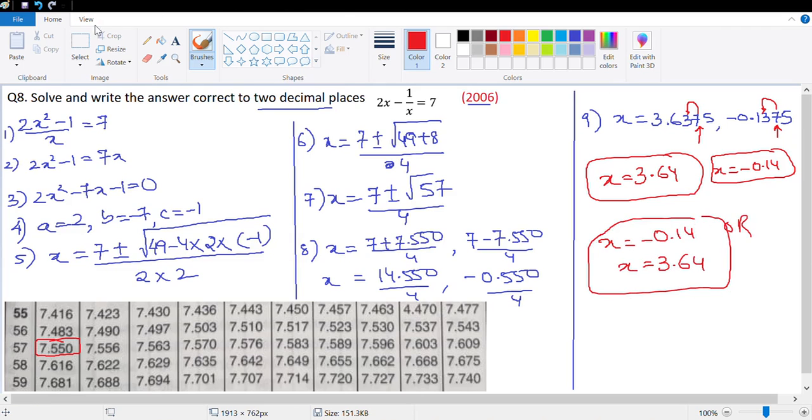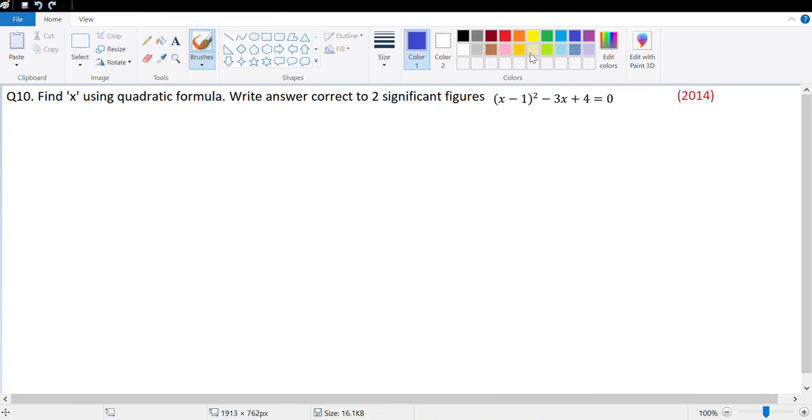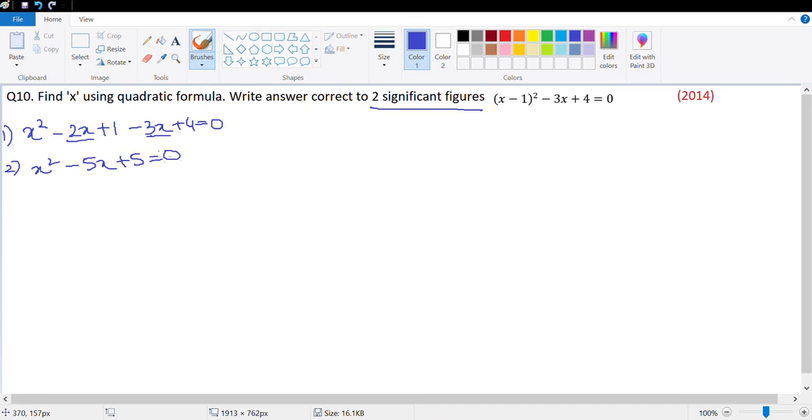Perfect. That brings me to the last homework question, which is question number 10. It says find x using quadratic formula, write answer correct up to two significant figures. Okay, so let's open the bracket first. When I open the bracket, I get x squared minus 2x plus 1 minus 3x plus 4 is equal to 0. So x squared minus 2x minus 3x, that's negative 5x. 1 plus 4, that's 5, is equal to 0.